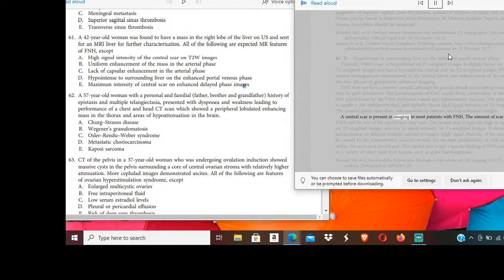A central scar is present at imaging in most patients with FNH. The amount of scar tissue within FNH and the size of the central scar may vary. The central scar is typically high in signal intensity on T2-weighted images, and low in signal intensity on T1-weighted images. It shows visible enhancement on delayed contrast-enhanced images.